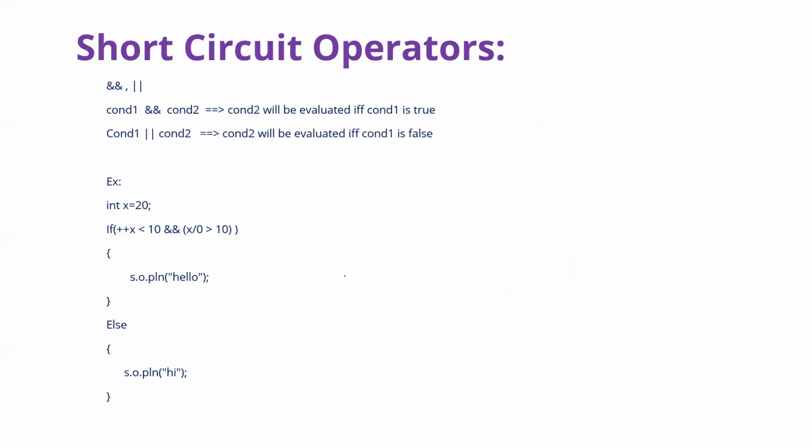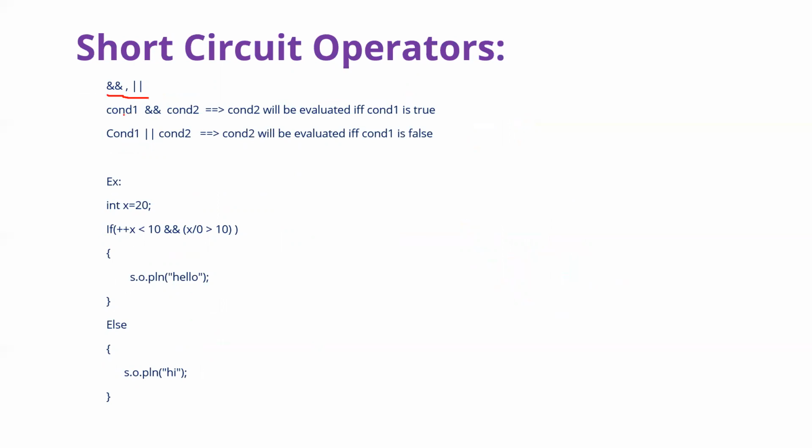Now, let me go to the next slide, short circuit operators. Here, these are the special operators. You can observe the difference between short circuit and bitwise operators in a minute. These are the symbols. This is the AND and the OR.